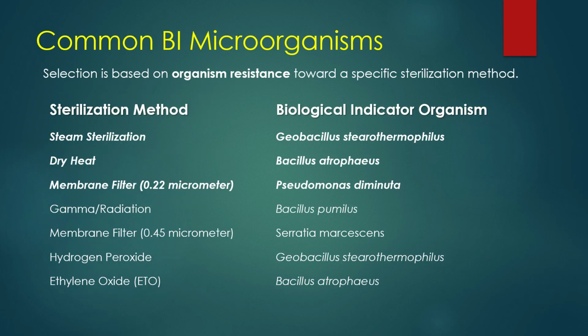Let's see common BI microorganisms. The selection is based on organism resistance towards a specific sterilization method. In steam sterilization, Geobacillus stearothermophilus is used. In dry heat sterilization, Bacillus atrophaeus is used. In membrane filter 0.22 micrometer, Pseudomonas diminuta, and in membrane filter 0.45 micrometer, Serratia marcescens is used. In gamma or radiation sterilization, Bacillus pumilus is used. In hydrogen peroxide sterilization, Geobacillus stearothermophilus is used, and in ethylene oxide sterilization, Bacillus atrophaeus is used.